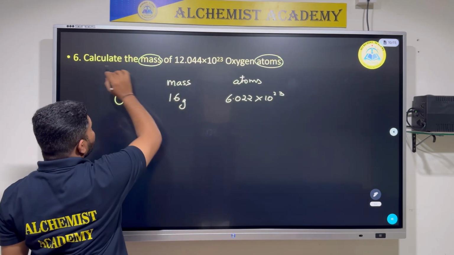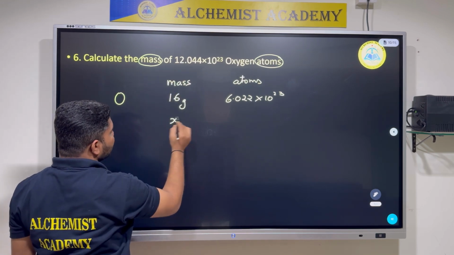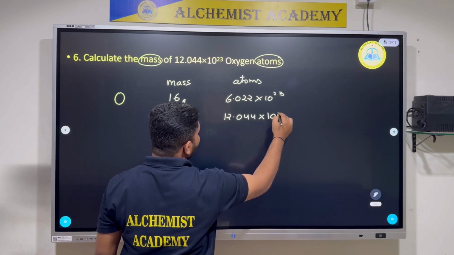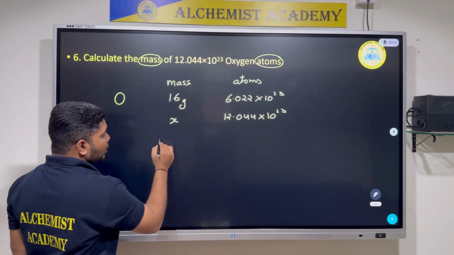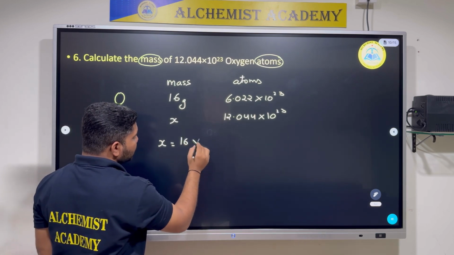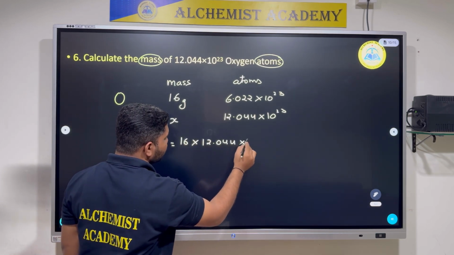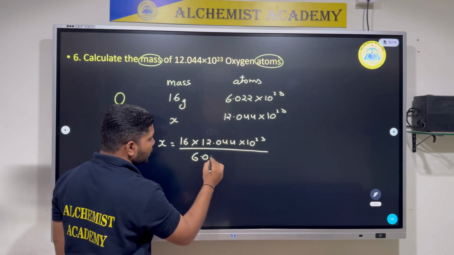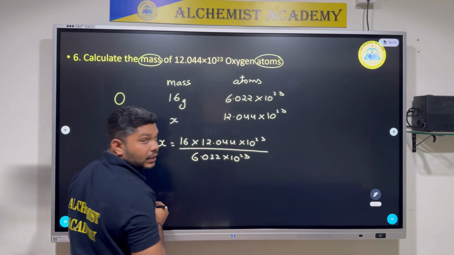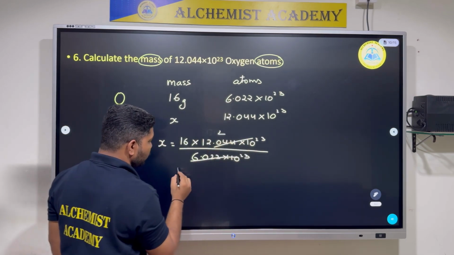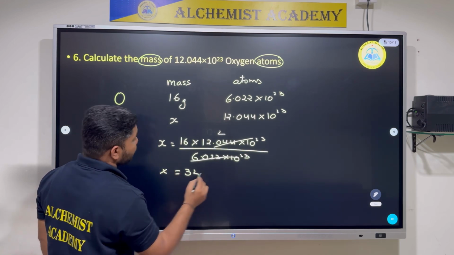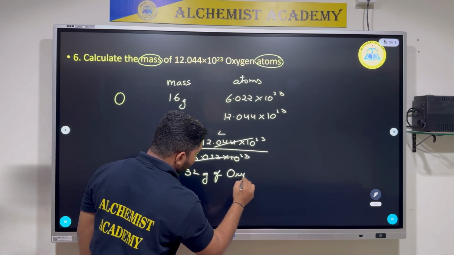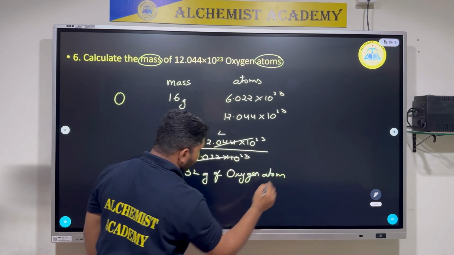Correct? Now as per these calculations, calculate the mass. So this side I'll say X, and this side it will be 12.044 into 10 raised to 20. Okay? Now we'll go with the cross multiplication. 16 into 12.044 into 10 raised to 20 divided by 6.022 into 10 raised to 23. So what is X? 0.22 into 10 raised to 20. If you do the cancellation, you will get 2, which is nothing but 32 grams of oxygen atom. Okay?